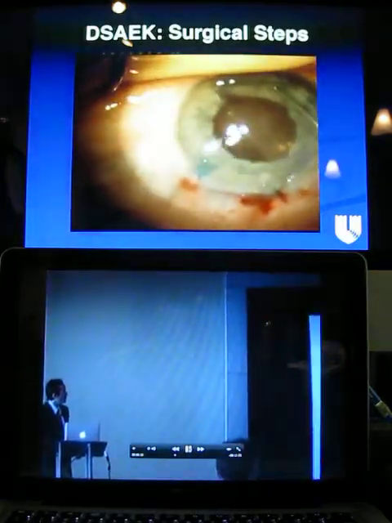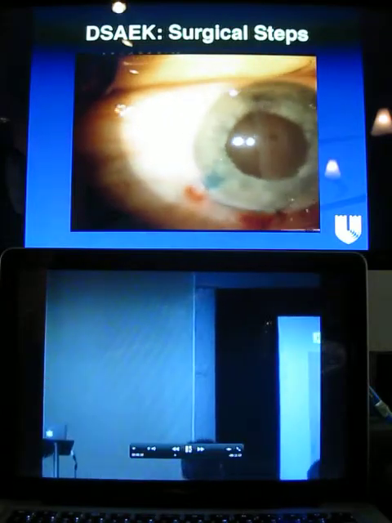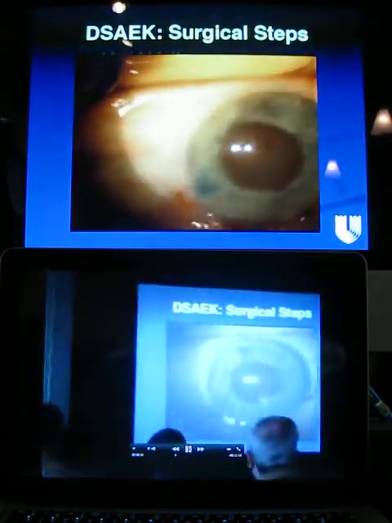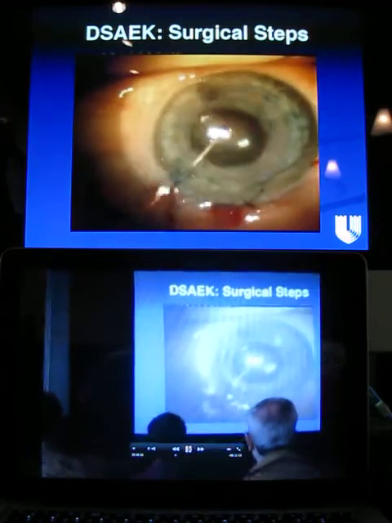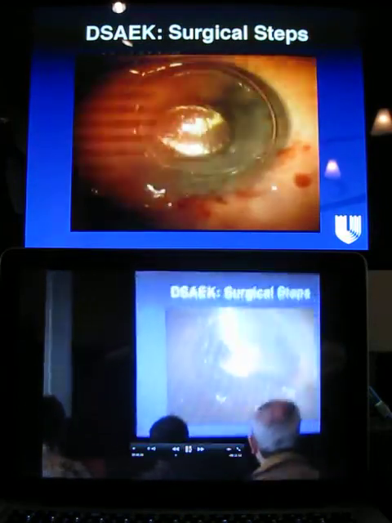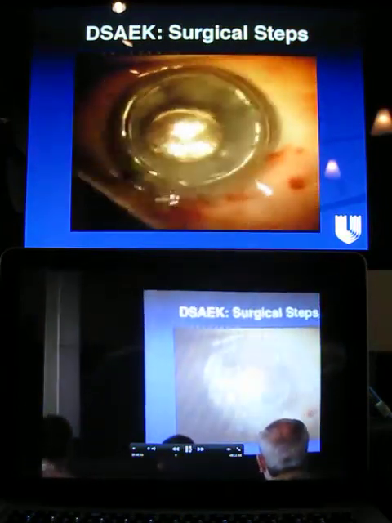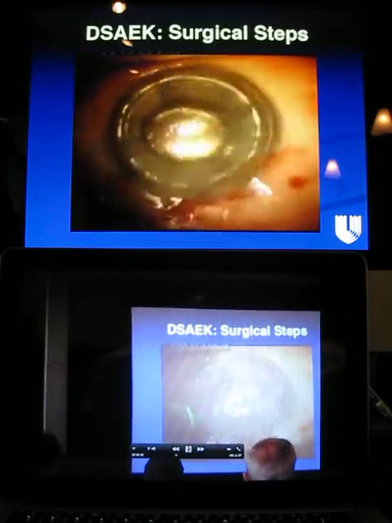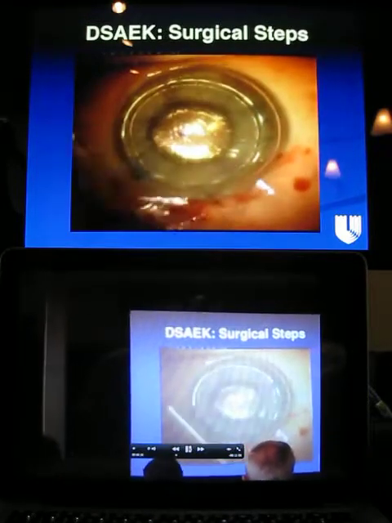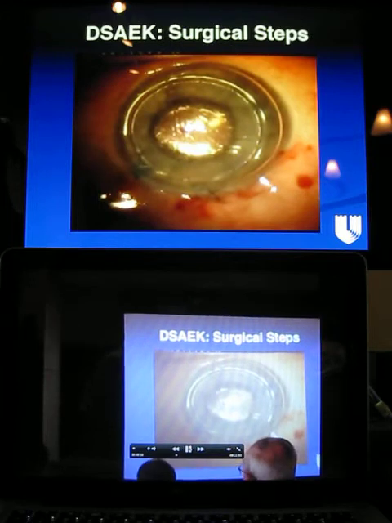This ensures that this tissue is stromal side up, and then air is injected underneath the tissue to oppose it onto the stroma of the recipient cornea. This Lindstrom LASIK roller is then used to do fine tuning of the centration of the graft.